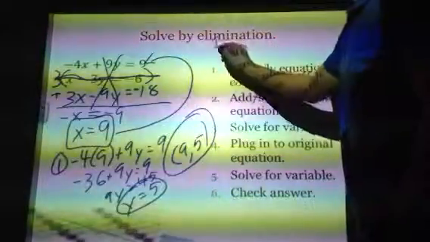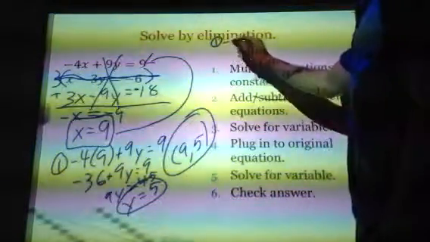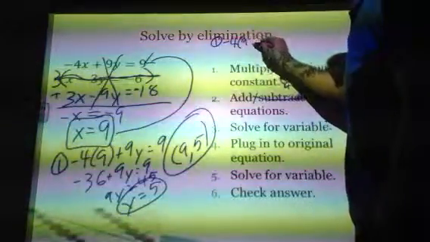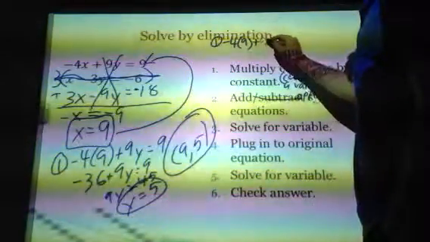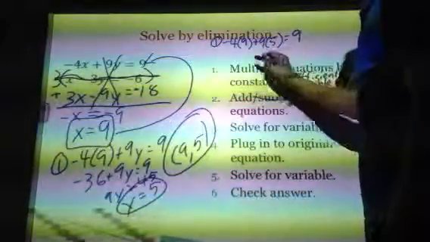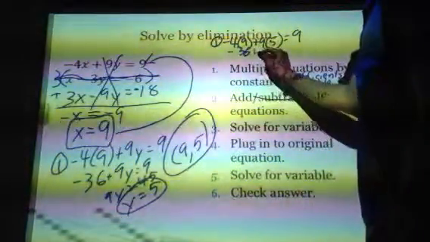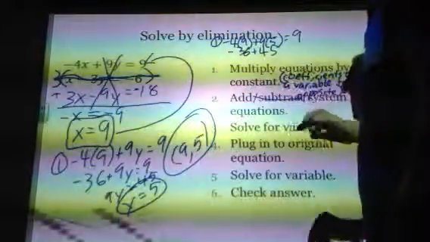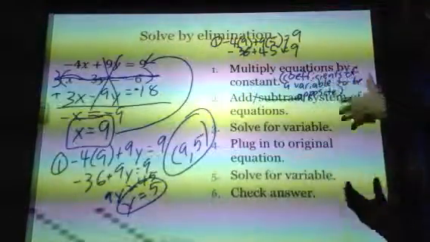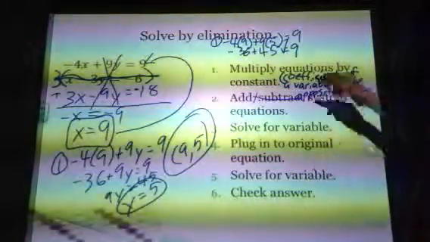Alright, so check my answer with the first equation. Negative 4 times 9 plus 9 times 5 should equal 9, so that's going to be negative 36 plus 45 equals 9. That's a true thing. Negative 36 plus 45 does equal 9.